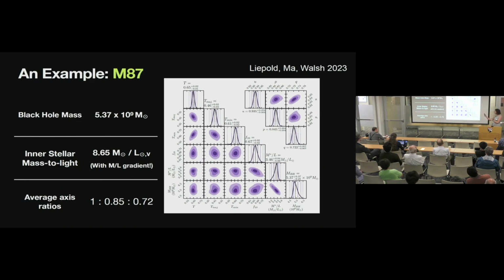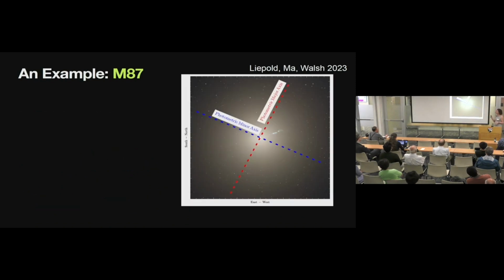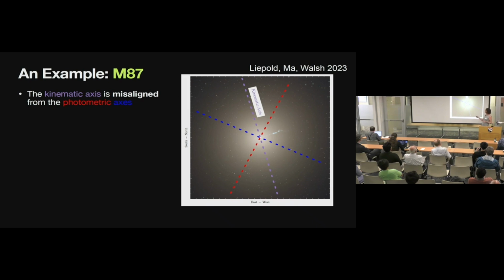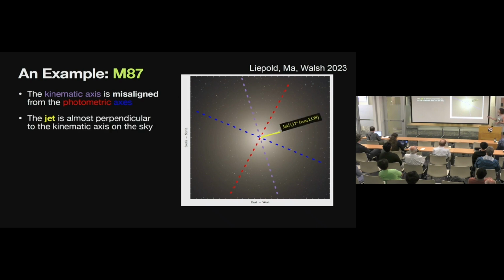Okay, so this is what we've done with this. There's also some other cool stuff that we can do with these models. I've thrown up here the photometric major and minor axes of M87. These are basically the long and short axes of the light distribution. As I showed a little bit ago, there's a sense of rotation at large radii that's misaligned with these. And of course, M87 has a jet, which is just about perpendicular to the kinematic axis in projection. So the jet is actually pointing almost towards us. It's 17 degrees off the line of sight. But in projection here, it's just about 90 degrees off of the kinematic axis.